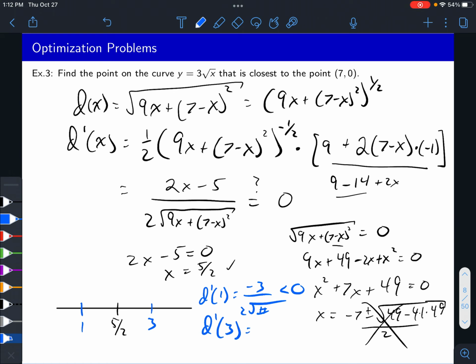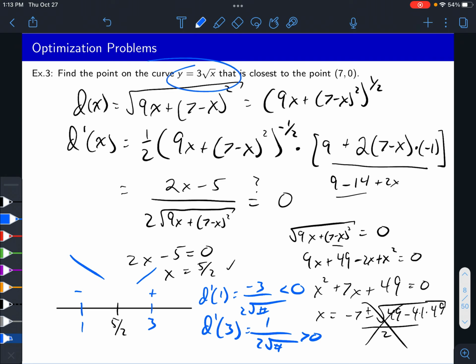And then d prime of 3 is going to be 2 times 3 minus 5, which is equal to 1, over 2 times the square root of some number. So this is going to be positive. So it's negative here, it's positive here. So it's going down, and then it's going up. And so that tells us that this is going to be a minimum.